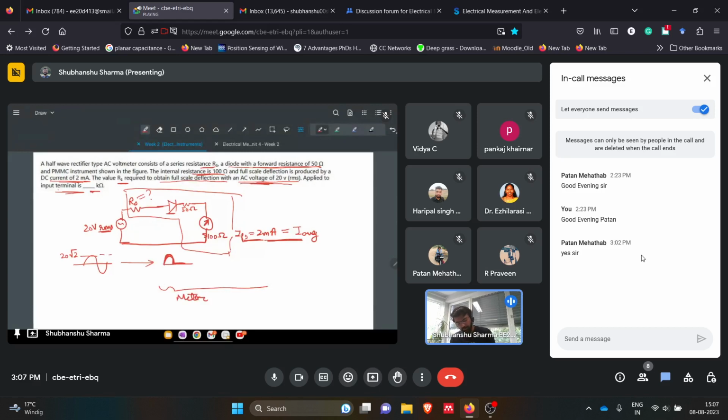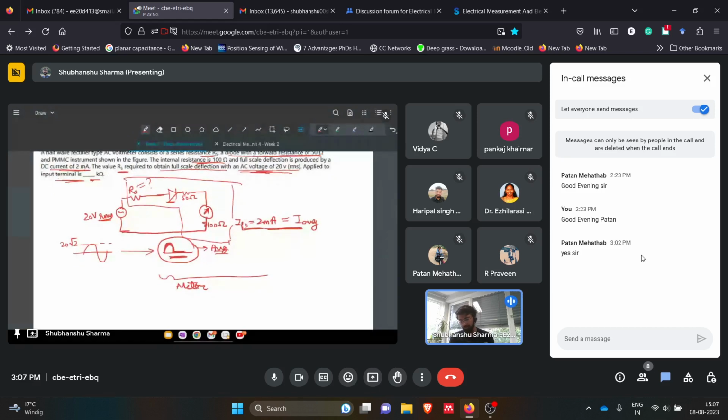Okay, so this diode made this half wave rectified, and then this PMMC meter is calculating the average value of this signal obtained after the diode. So basically we are calculating the average of this signal by this PMMC meter. Okay, I think if this is fine, so let's write the basic equation for this circuit.